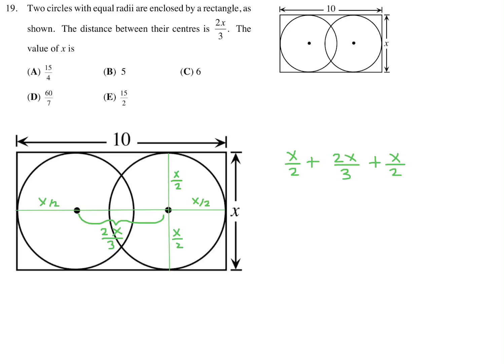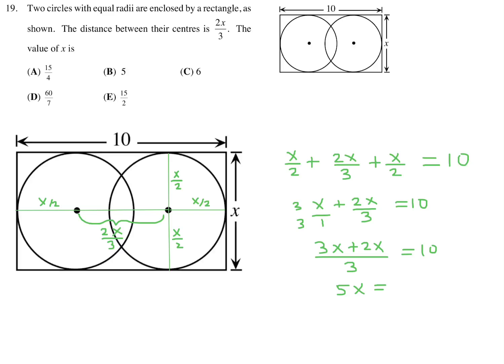And now that all adds up to the entire length of that rectangle. But we know the entire length of that rectangle is 10. So we have to now just solve this algebra equation. All right, so we got x over 2 plus x over 2, that's x, plus 2x over 3 is equal to 10. So common denominator, 3x plus 2x over 3 is equal to 10. 5x is equal to, cross multiply, 30, and therefore x is 30 divided by 5, which is 6. So for 19, the answer is C.